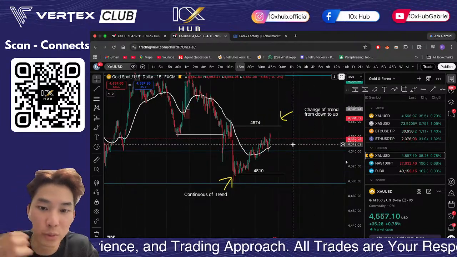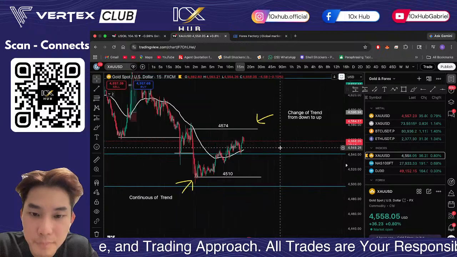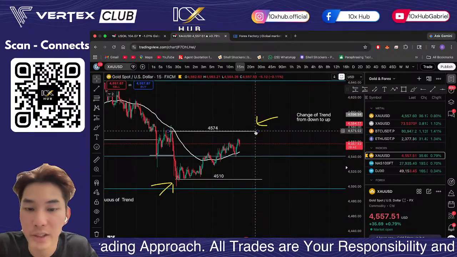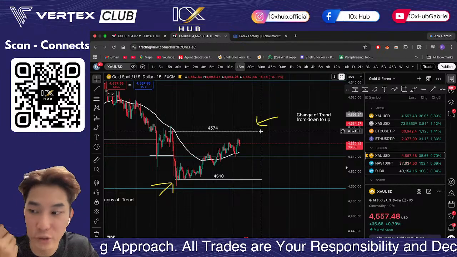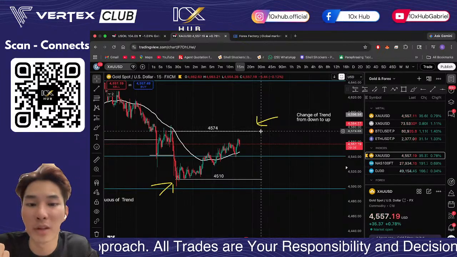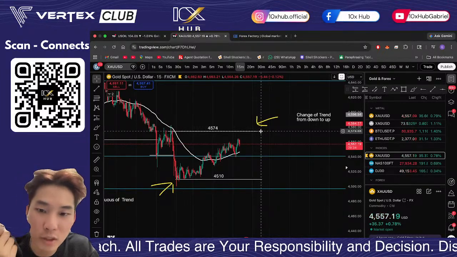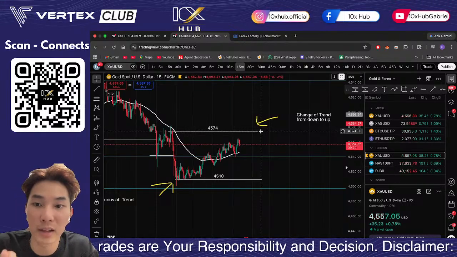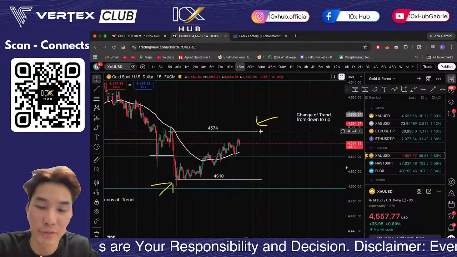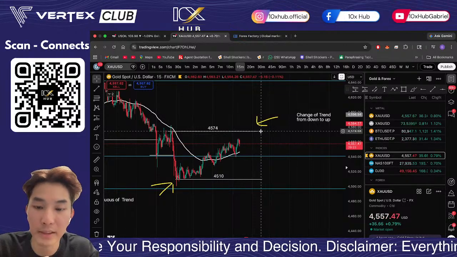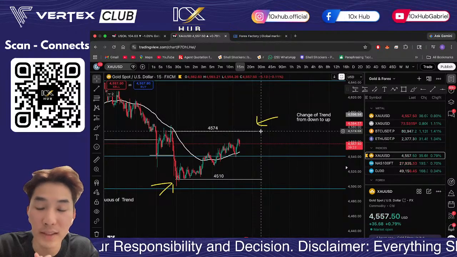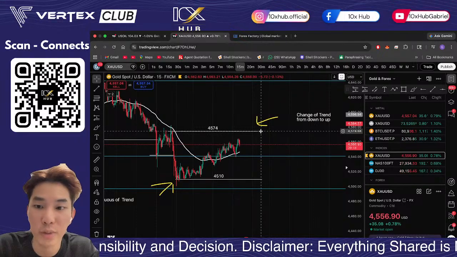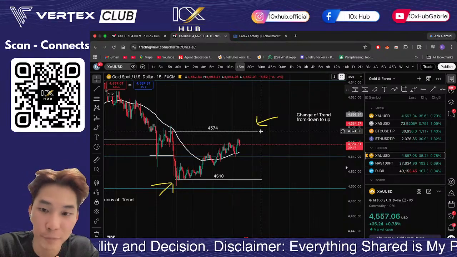Currently, we do not have any order yet. We are still waiting for the price to close above this area. If you are new to 10x Hub, you may be wondering what strategy we are using and what trading method we use. First of all, the trading method that we use is that we want to catch a daily trend. So how do we actually catch a daily trend? We trade market structure.